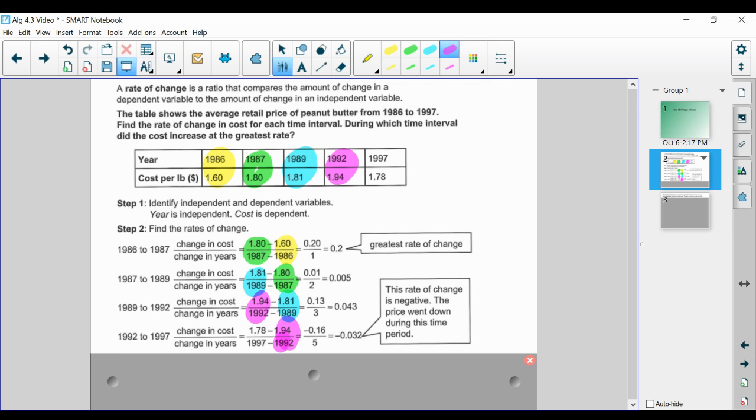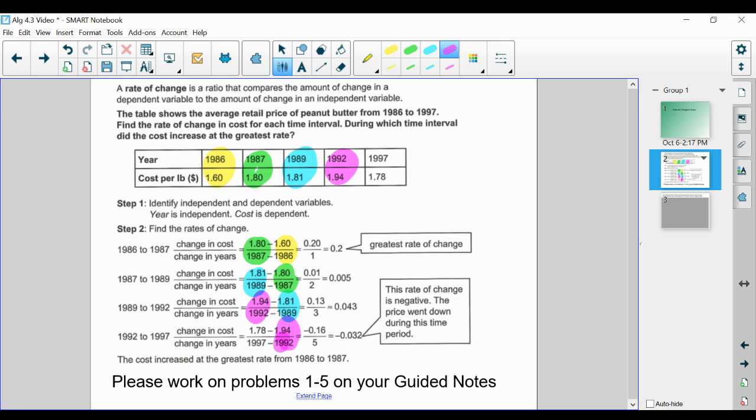But before we get to slope, please work on problems 1 through 5 on your guided notes and jot down any questions that you have. Resume when you're ready to move forward.